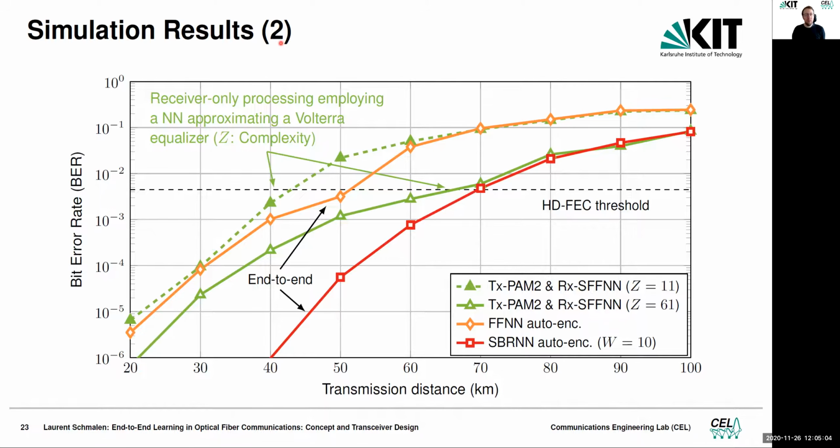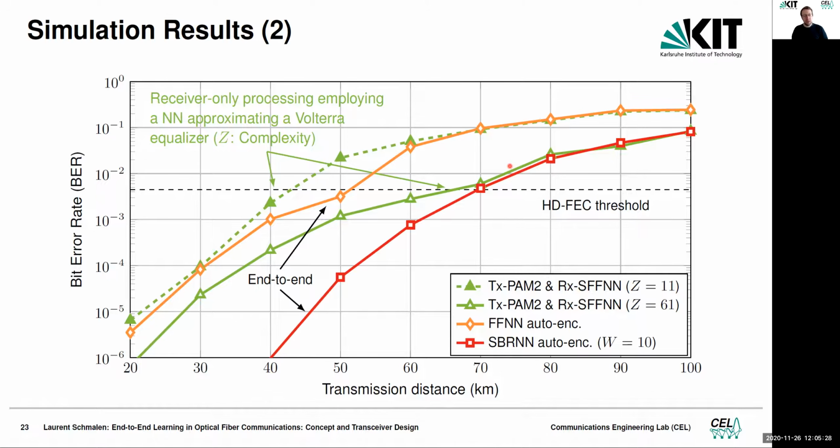And then we also see that if we employ a Volterra equalizer that has a low complexity, so a small one, then we outperform that one quite significantly. That's the dashed curve here, and you have a gain at the ABC threshold of more than 20 kilometers.